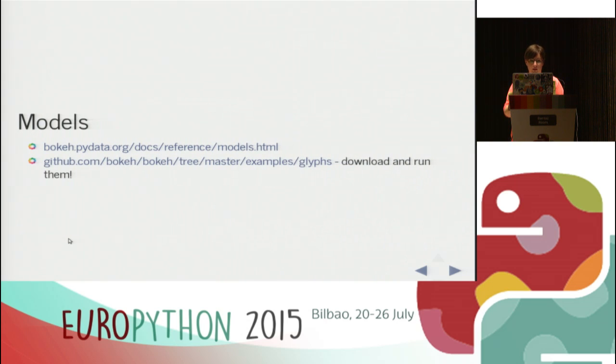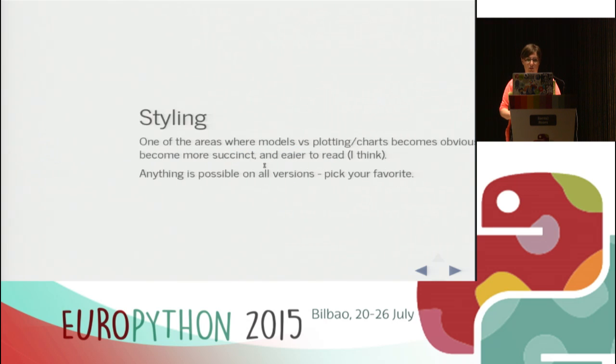So, quick mention of the examples in the Bokeh repo. So there's the gallery on the website, but if you actually download the repo and find the examples directory, there are just a bajillion examples in there, and in particular for getting started with models, they're incredibly helpful, so I would totally recommend just downloading them and running them.